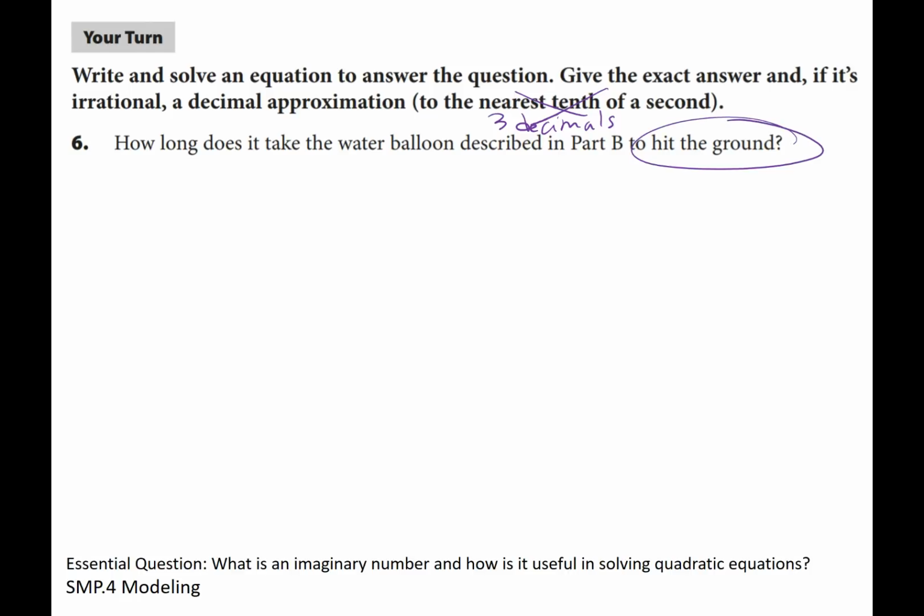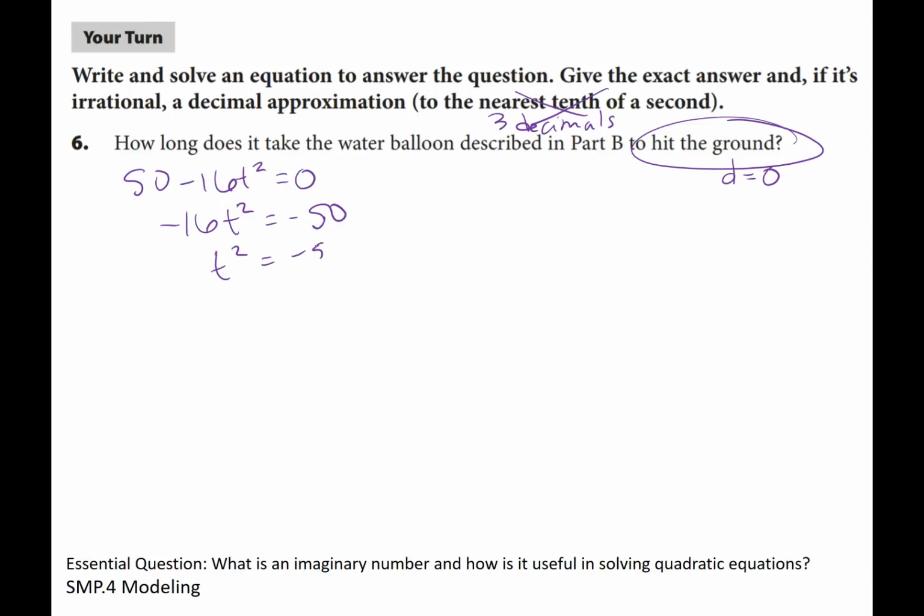Okay, the height at ground level would be 0. So our distance would be 0. So I'm going to take that same equation, the 50 minus 16t squared, set it equal to 0. I'm going to start by subtracting 50 from both sides. And then we're going to divide by negative 16.